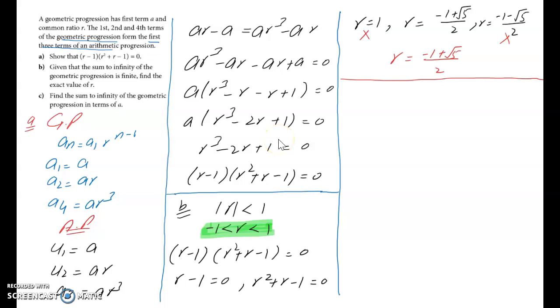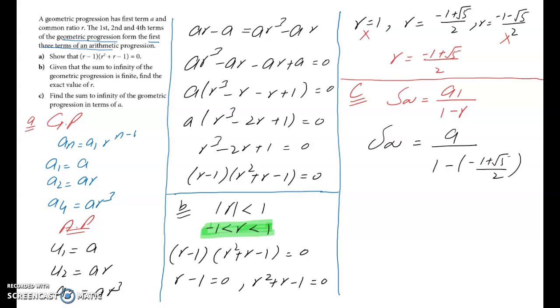Okay, so now let's have a look at the C part of this question. It says find the sum to infinity of the geometric progression in terms of a. So let's recall the formula. You remember it's a_1 over 1 - r. You have all the information, so let's plug in the values. S infinity is equal to a_1, which is a, over 1 minus r, and r is what we just found here, (-1 + √5)/2.